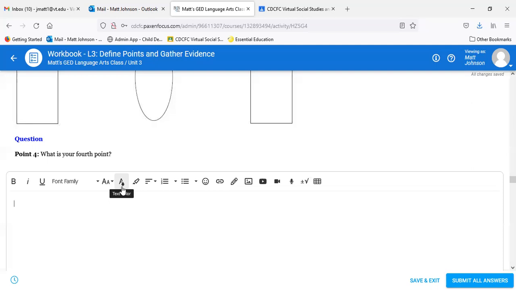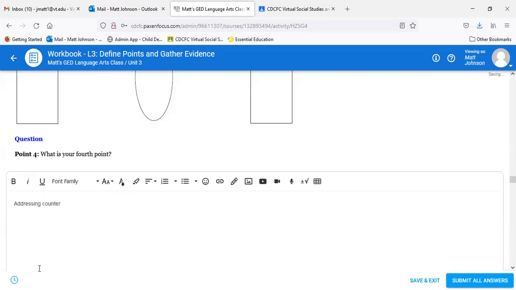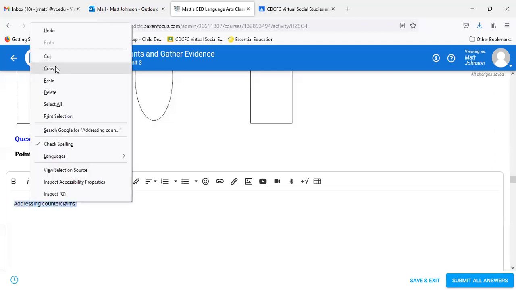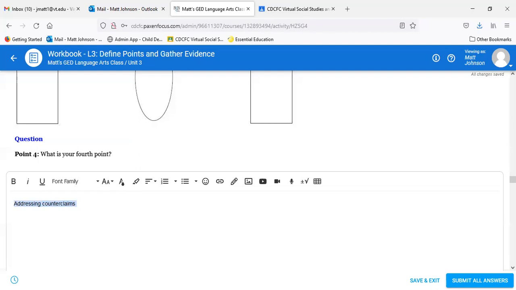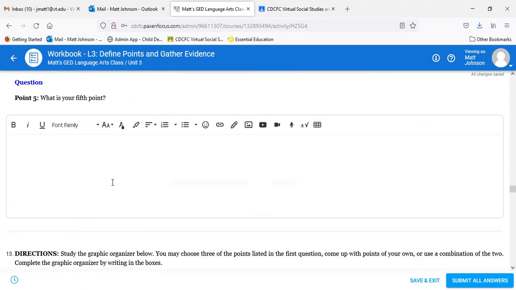So we'll just say broadly for our fourth point, addressing counterclaims, because they both have counterclaims, right? And then when we get to the evidence, we'll look at those. So addressing counterclaims. Copy that. And then point 5.